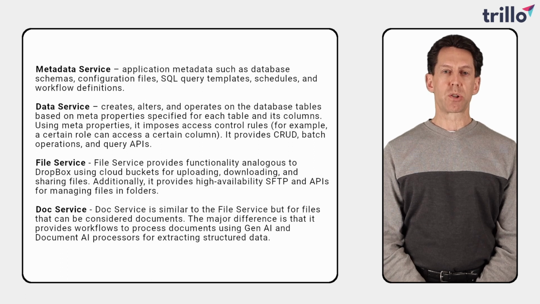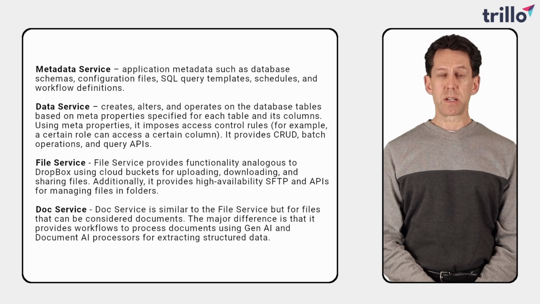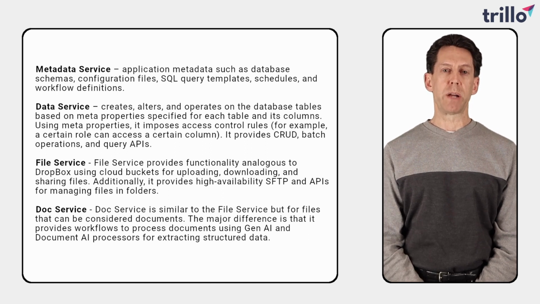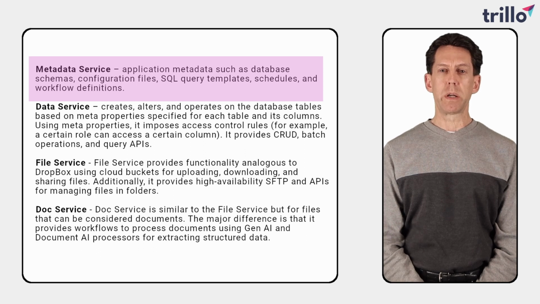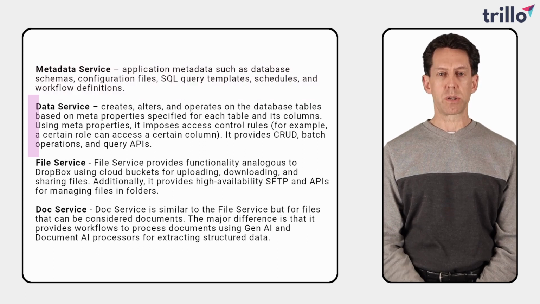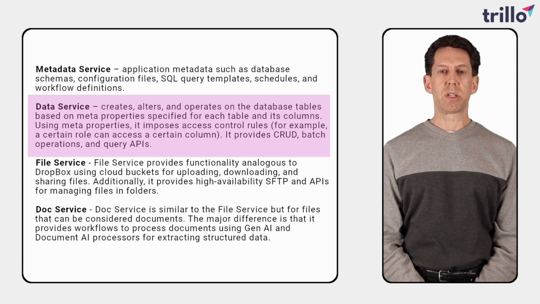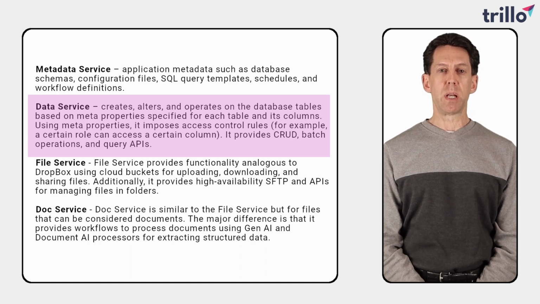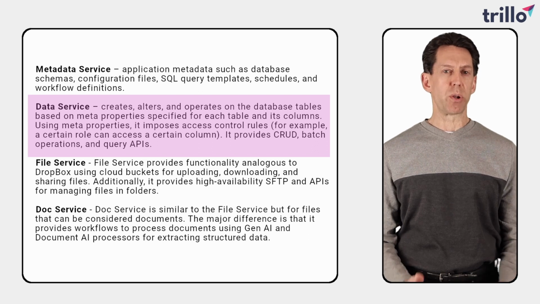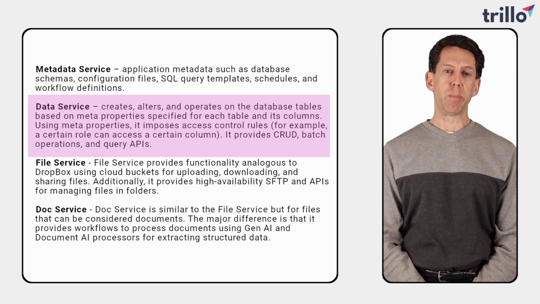Let's talk about the specific services and functionality that Trillo Workbench provides to your application. Although not an exhaustive list, here are some of the main services provided by Trillo Workbench. Metadata service: application metadata such as database schemas, configuration files, SQL query templates, schedules, and workflow definitions. Data service: creates, alters, and operates on the database tables based on meta properties specified for each table and its columns. Using meta properties, it imposes access control rules. For example, a certain role can access a certain column. It provides CRUD, batch operations, and query APIs.